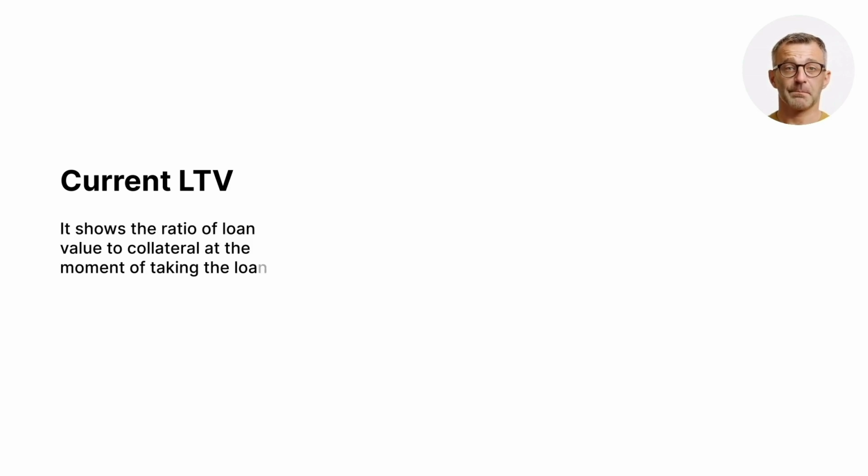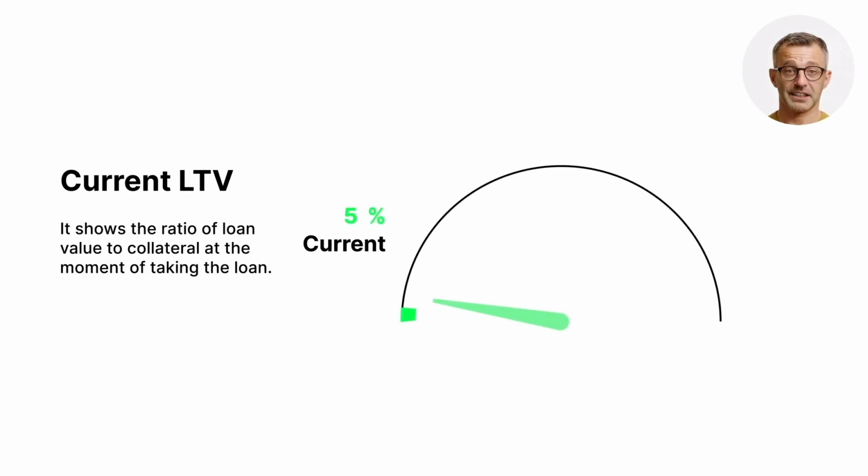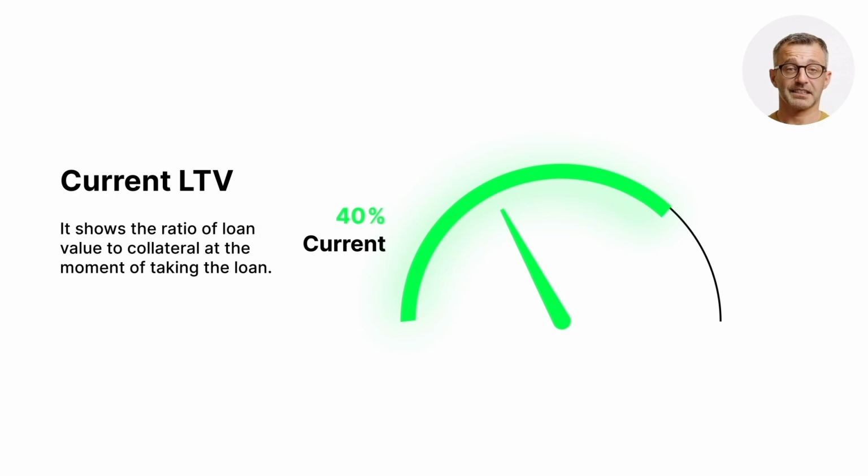Current LTV: the ratio of the loan amount to the collateral value at the present moment. To check it, simply open the details of your loan and look at the current LTV. You can also calculate it yourself by dividing the loan amount by the current value of your collateral.